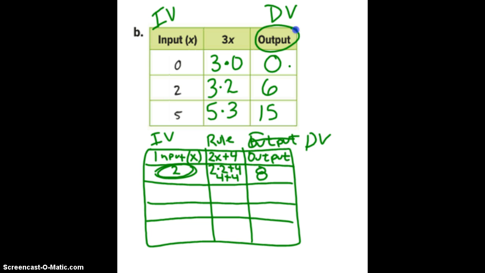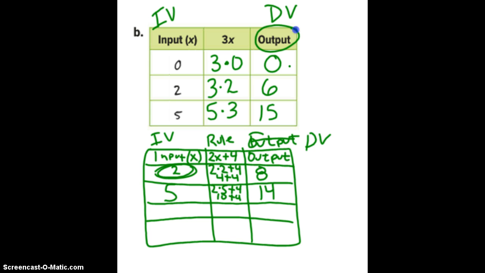Let's do another input. How about 5? Now it would be 2 times 5 plus 4. 2 times 5 is 10 plus 4, because thou shalt not add or subtract until all multiplication or division is completed. You better hear that in your brain for the rest of your lives when you have an order of operations problem. So this output would be 14.